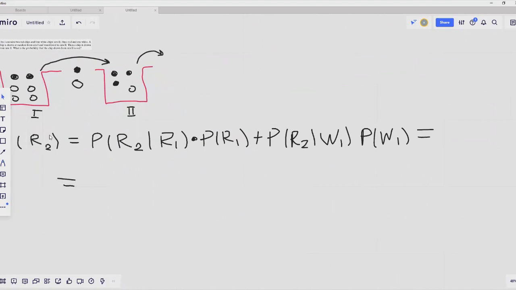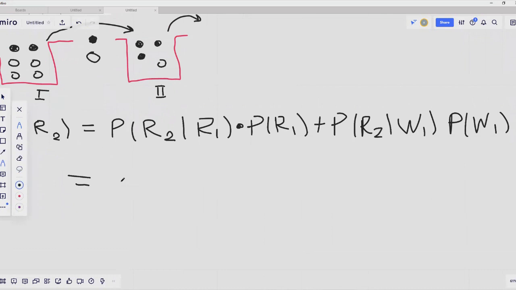Okay, now let's calculate these probabilities. What is the probability that we draw a red chip on our second draw? What's the probability we draw a red chip from urn number 2, given that a red chip was transferred? If we transfer a red chip on our first draw, then there are going to be 4 red chips and 1 white. So this probability is equal to 4 over 5, multiplied by the probability of a red chip drawn from the first urn.